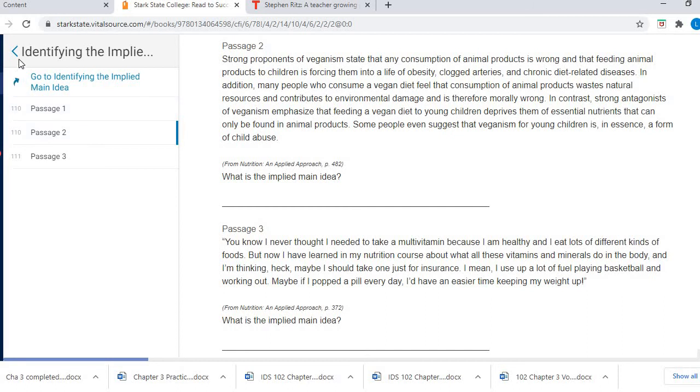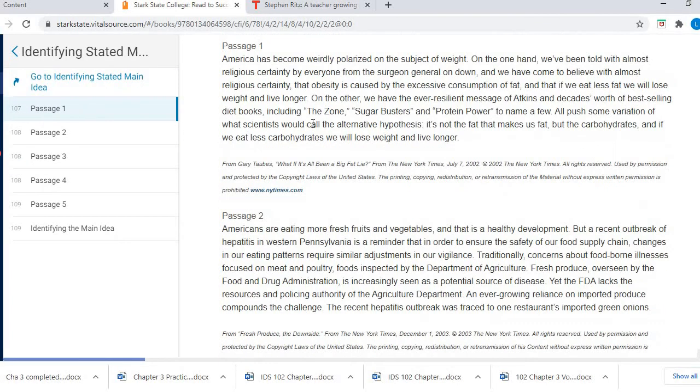Okay, I'm going to do practice 3, passage 1 together with you. So practice 3, passage 1. All right, so I'm going to go ahead and read this, and we're going to do this one together, and then the other 2 will be on your own.